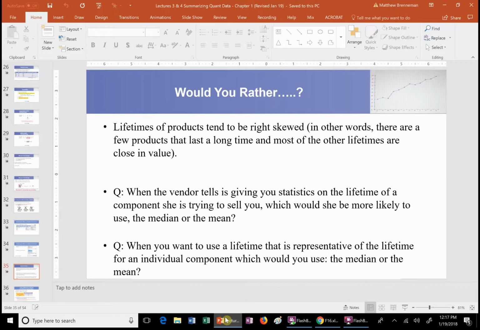One of the things that tends to happen is that these lifetimes tend to be strongly right skewed. They tend to have tails that look like that. And so this is some measure of frequency. I'm not going to put too fine a point on that. And so we have to think about when are we going to report the mean, when are we going to report the median. So suppose, for example, a vendor is trying to sell you a certain component, and they want to tell you the statistics on the lifetime. Which are they more likely to tell you? Are they more likely to give you the mean or the median for the lifetime?